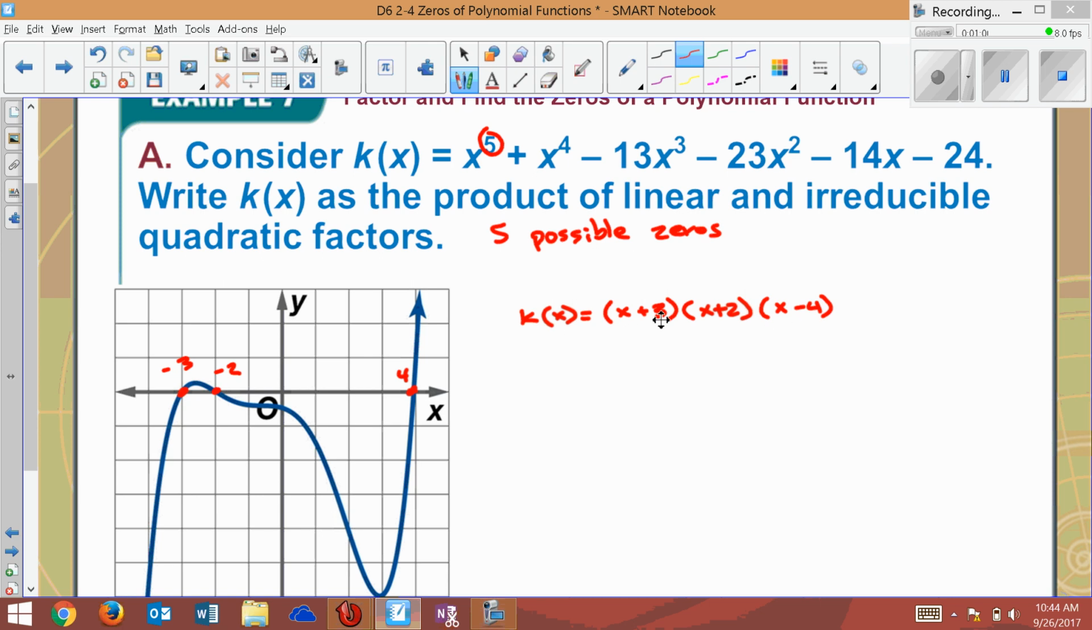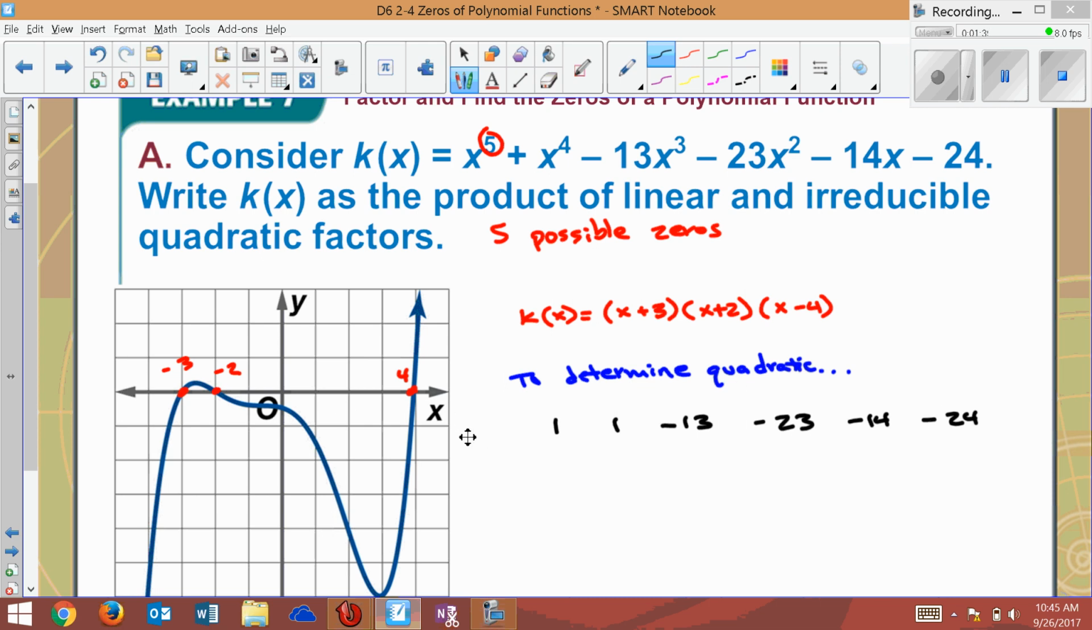Now, that's how many zeros? 4. So there's 2 left over. There's a quadratic left over. Now, here's how you find out what it is. You simplify by using synthetic. So determine the quadratic. We're going to use our synthetic here. So I'm going to start off with, up here, this in synthetic. So we have 1, 1, -13, -23, -14, and -24.